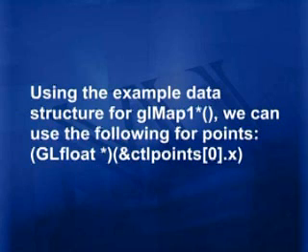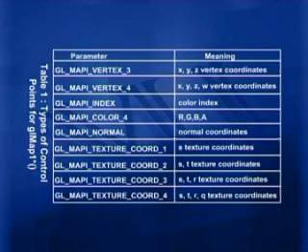Using the example data structure for glMap1 and its variations, we can use the following 4 points. The control points: address of ctrlpoints[0].x, typecasted as a GLfloat pointer. Please do note the parameter values in the table that we have seen, which when specified would result in the appropriate desired output, which could be coordinates of the vertices, or the color index, or the color value, or the normal coordinates, or the coordinates of the texture map.